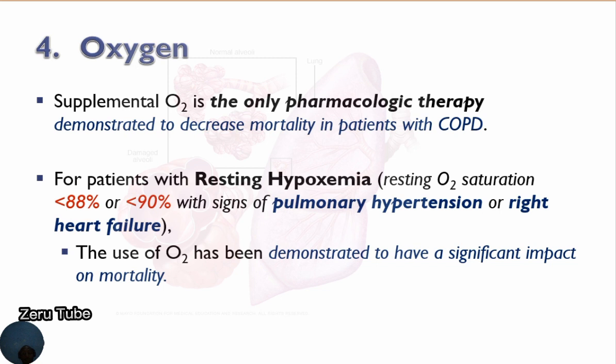But the indication for giving oxygen for COPD patient is the oxygen saturation should be less than 88% or less than 90%. So patient also have a sign of pulmonary hypertension, the sign of right heart failure. One of the complications of COPD is development of pulmonary hypertension. This pulmonary hypertension finally develop right heart failure. So the patient can have a sign and symptom of heart failure, right side of heart failure. Sign and symptom of right side of heart failure can develop in patient with COPD.